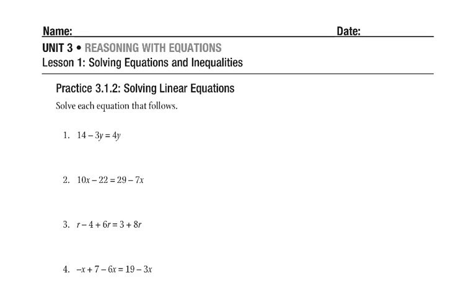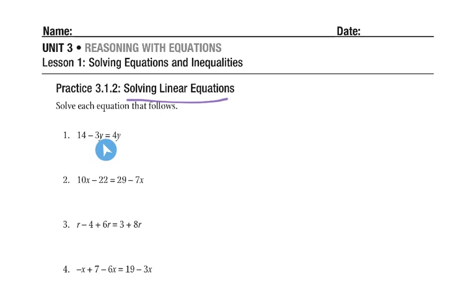Math 1, practice 3.1.2, solving linear equations. So now all we're doing is solving equations. We're just trying to get the variable by itself. We're using properties of equality to make equivalent equations to the point where we just have one variable equal to one number. Okay, so on number 1 we've got 14 minus 3y equals 4y.